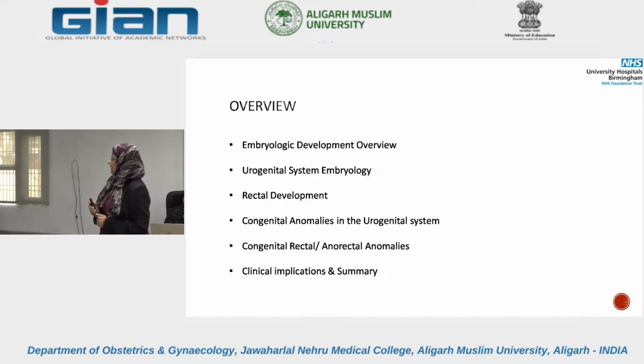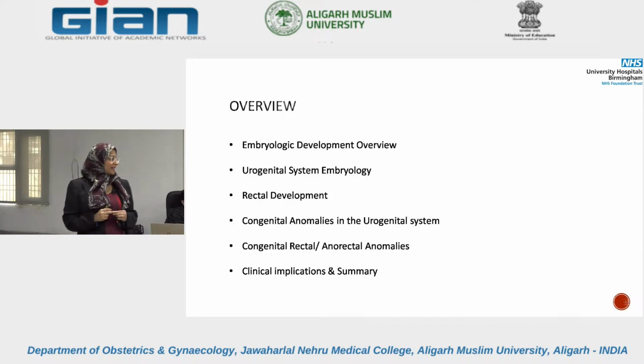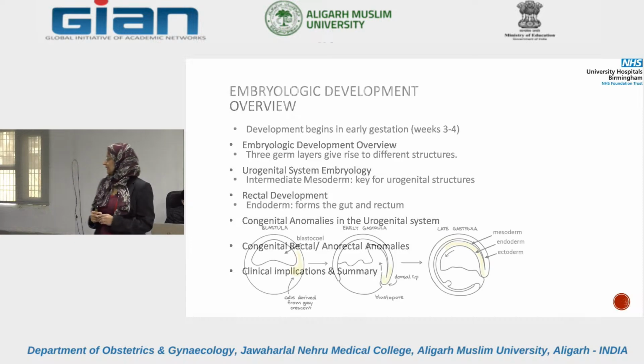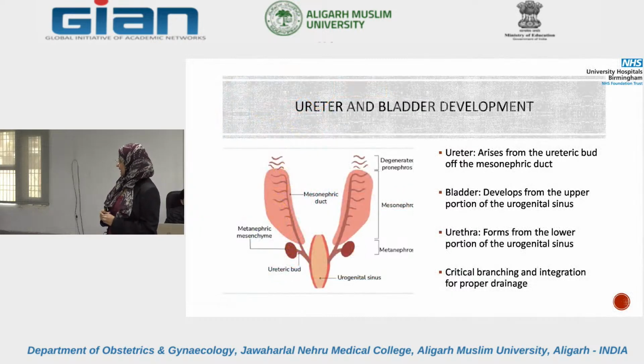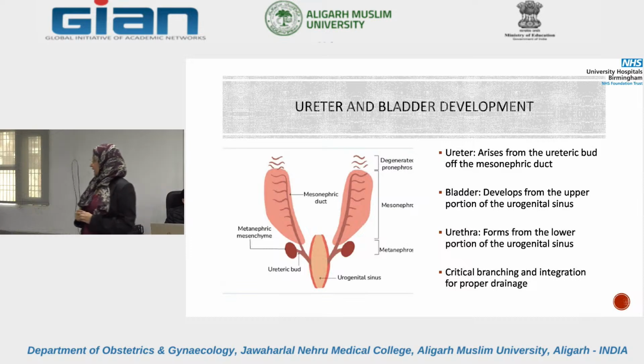So ureter and bladder development, again, it is a very simplified photo. Ureters arise from the ureteric bud of the mesonephric duct. And then the bladder develops from the upper portion of the urogenital sinus. So the most important thing for all of you is to focus on the urogenital sinus. And then the urethra forms from the lower portion of the urogenital sinus, with critical branching and integration for proper drainage. So this is just a very basic overview of ureter and bladder development.